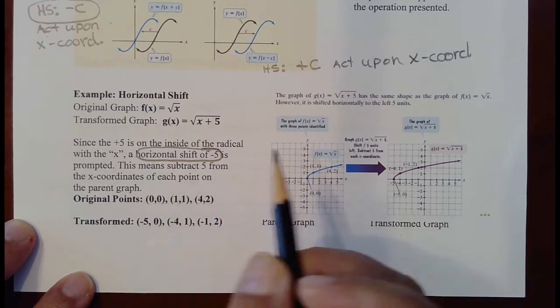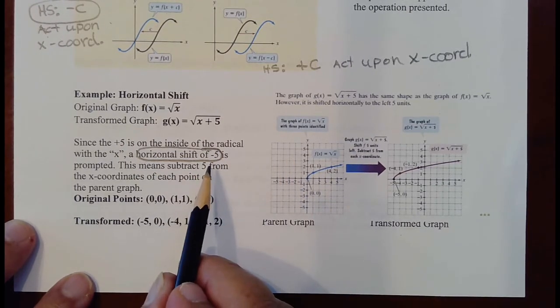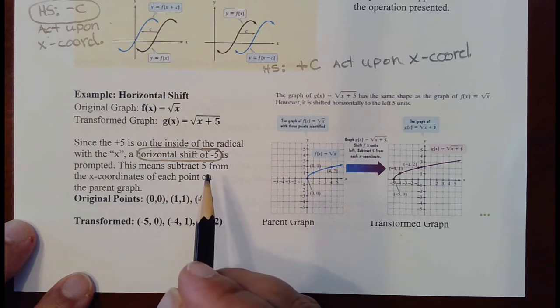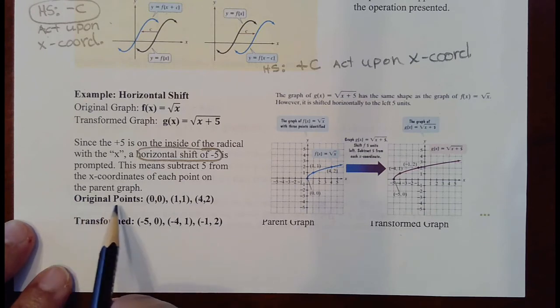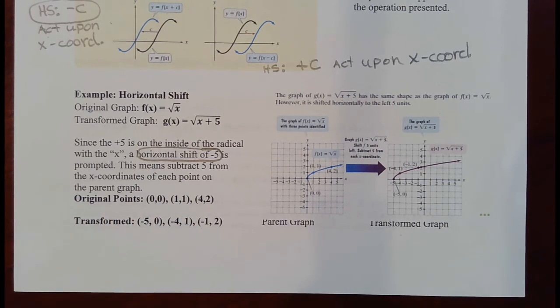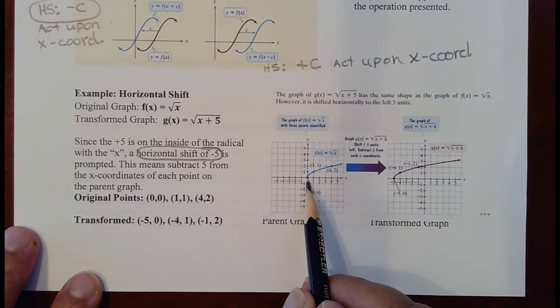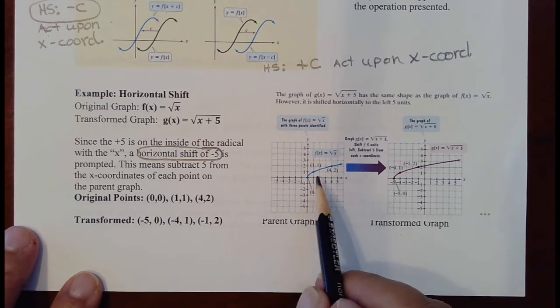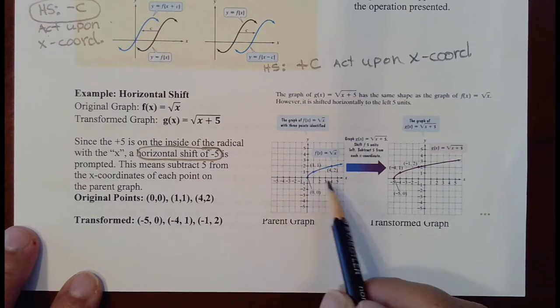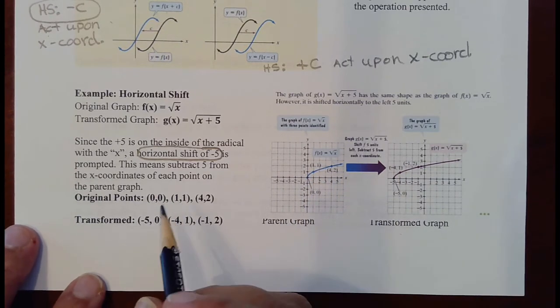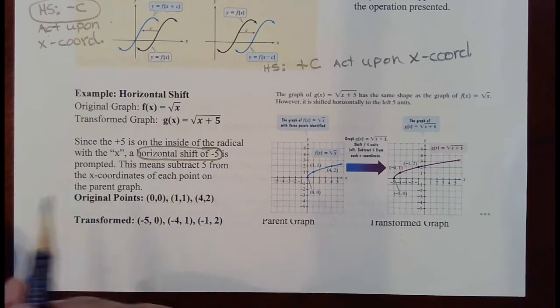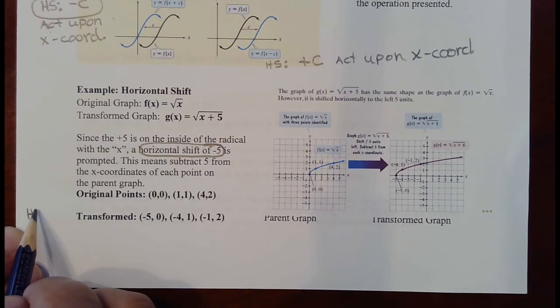So let's take a look at all our X values. These were the X values in the original point. They have been chosen for you once again. This is the parent graph. The values that were chosen were just some key points on the graph, not all the points. You don't need that many. (0, 0) was chosen, (1, 1) was chosen, and (4, 2) was chosen. And on each of those points, we're doing a horizontal shift of negative 5, and we're doing it on the X's. All horizontal shifts are performed on the X's.